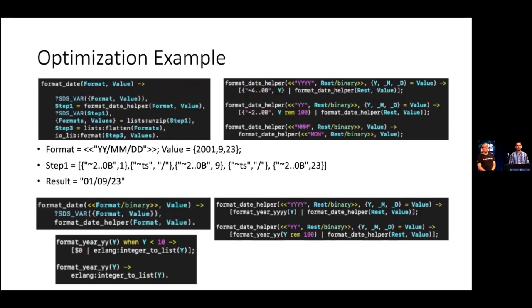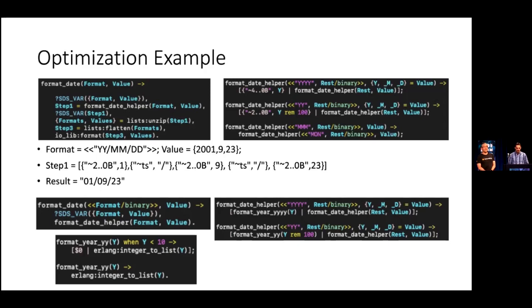The two screenshots on top is the function before any optimization. So this function will take two arguments. The arguments are shown in the first bullet. It's a format for a date and a date value. The function will call a helper function that will produce pairs of IO-lib formats and some values. These pairs are shown in the second bullet.